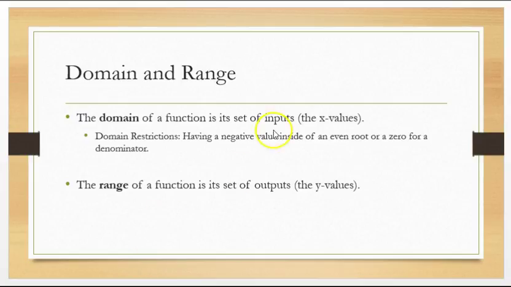For example, if you have a negative value inside of an even root, like a square root or a fourth root or a sixth root, it doesn't matter for the odd number roots, like third root, fifth root. So if you have any negative values for x inside of an even root, then those are restricted from the domain. Or if you have a fraction and there are any values for x that would make the denominator equal 0, then those numbers are restricted from the domain. Otherwise, you include all of the x values.